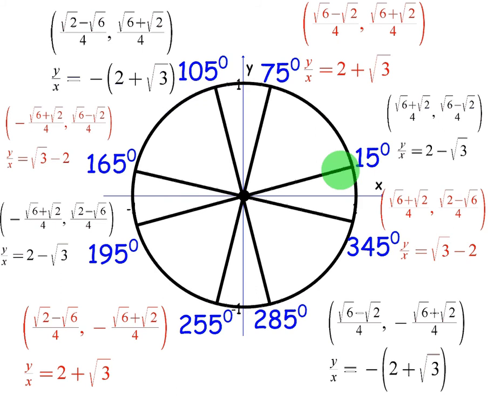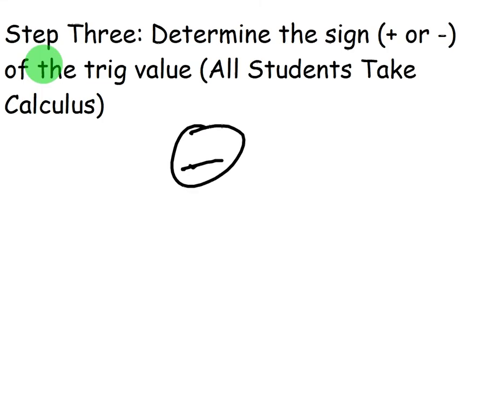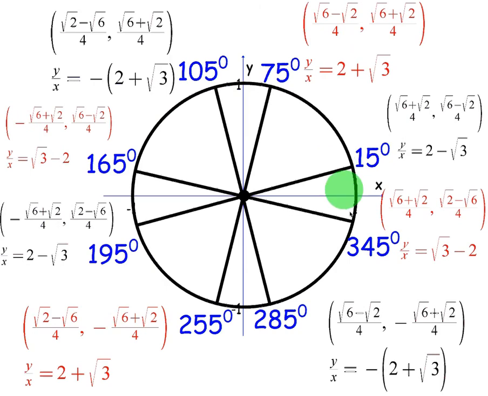Let's go on to step 2, which we have already alluded to. Step 2 is to determine which axis it is closest to. Well, it's closest to the x-axis. So step 3 is to determine the sign of the trig value in that quadrant. So again, we said all students take calculus. Calculus represents the fourth quadrant. It goes first, second, third, fourth. So that means only cosine is positive in the fourth. And again, if you look at this, you can tell that at 345 we're below the x-axis. So we know it's going to be negative.